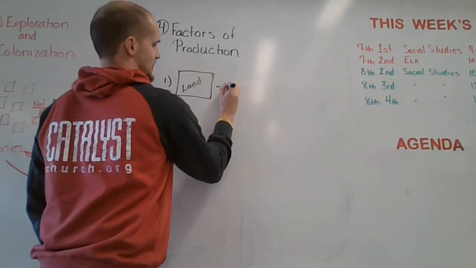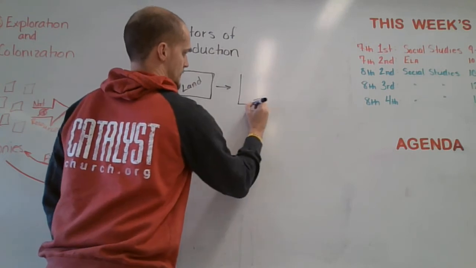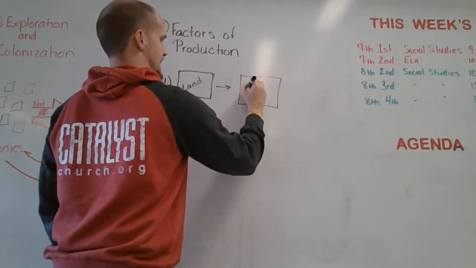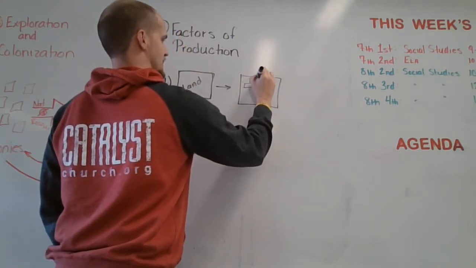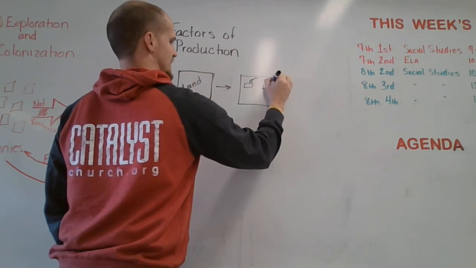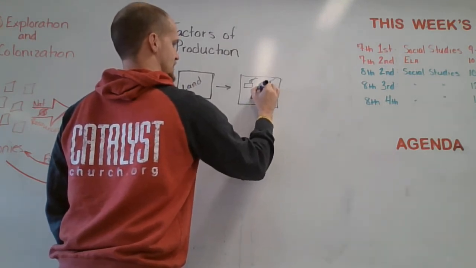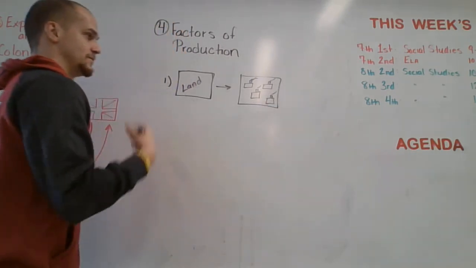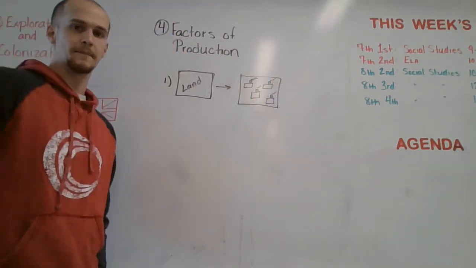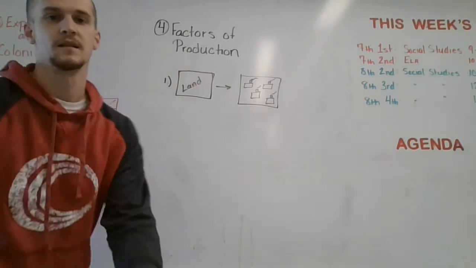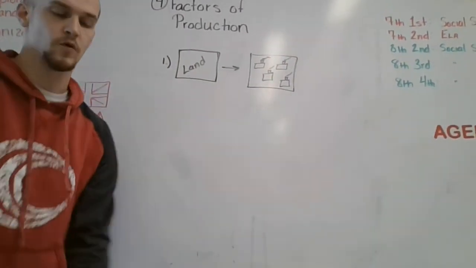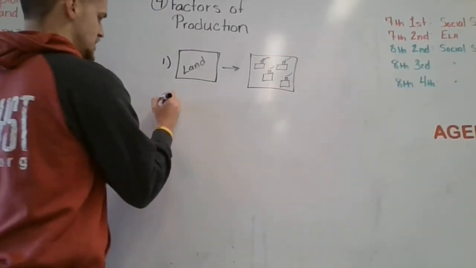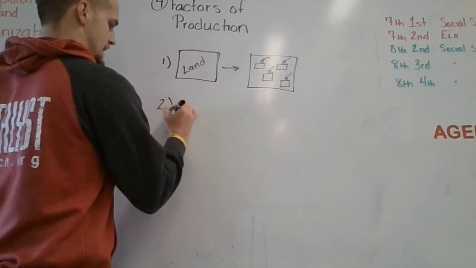And they can turn this land into a land that has a factory here, and a factory here, and a factory here, and a factory here. Land that you can build and put these factories on. So that's number one. That's the first factor of production. Number two, you need labor.